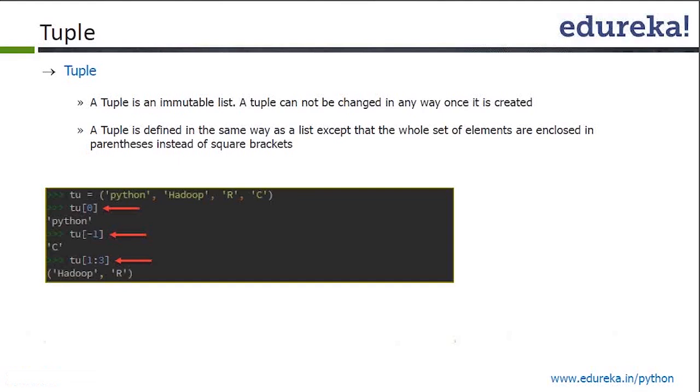A tuple is an immutable list. A tuple cannot be changed in any way once it has been created, okay? So basically with a list, you could play around, you could do whatever you wanted to do, but with a tuple, that's not possible. It cannot be changed in any way once it has been created. A tuple is defined in the same way as a list, except that the whole set of elements are enclosed in parentheses instead of square braces.